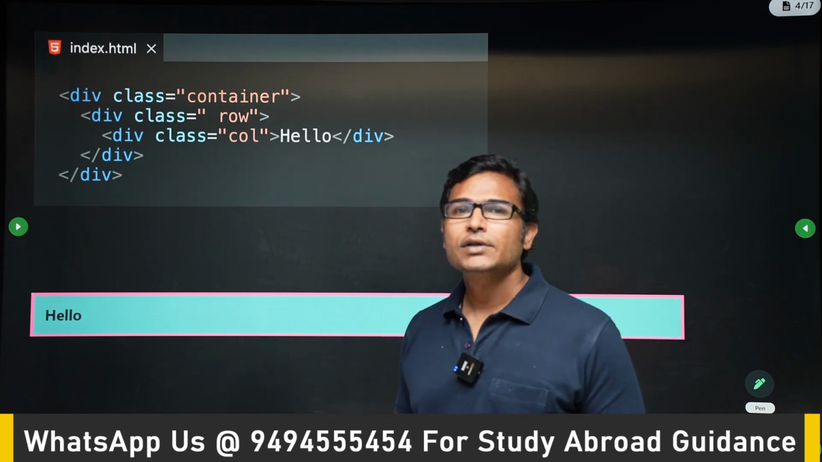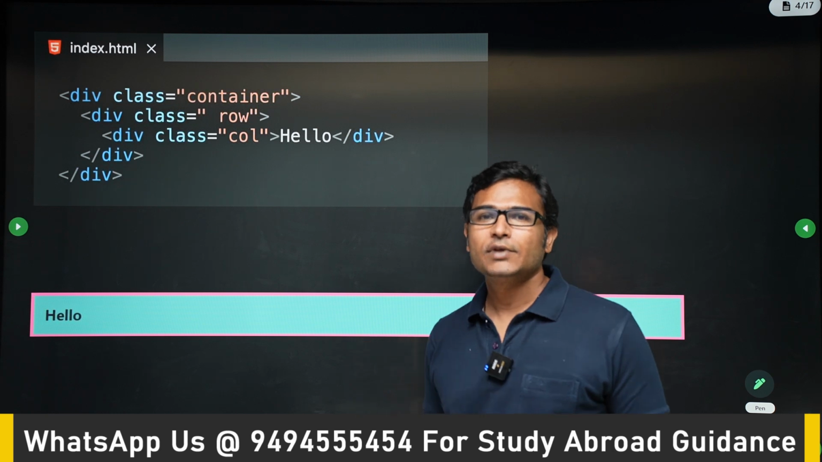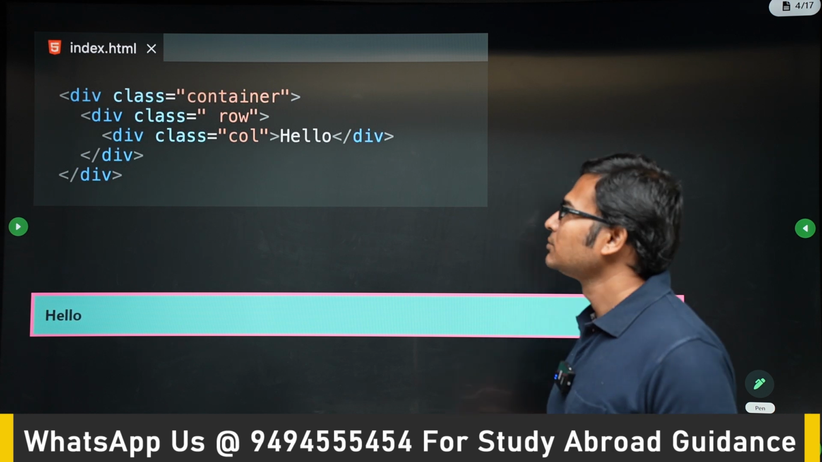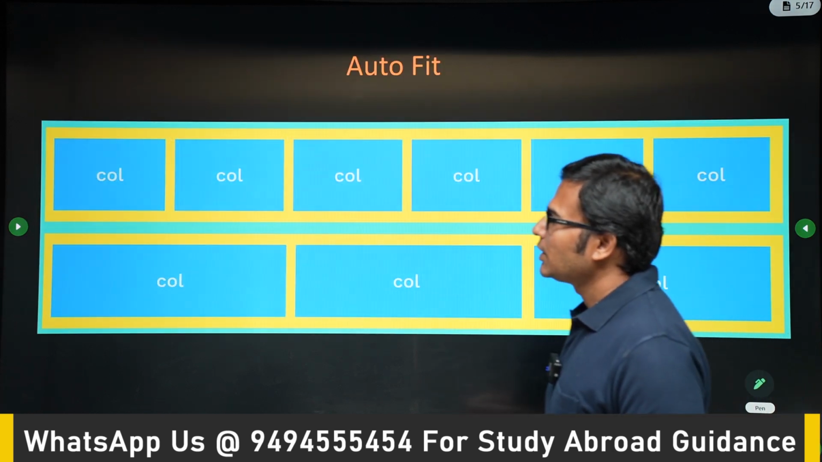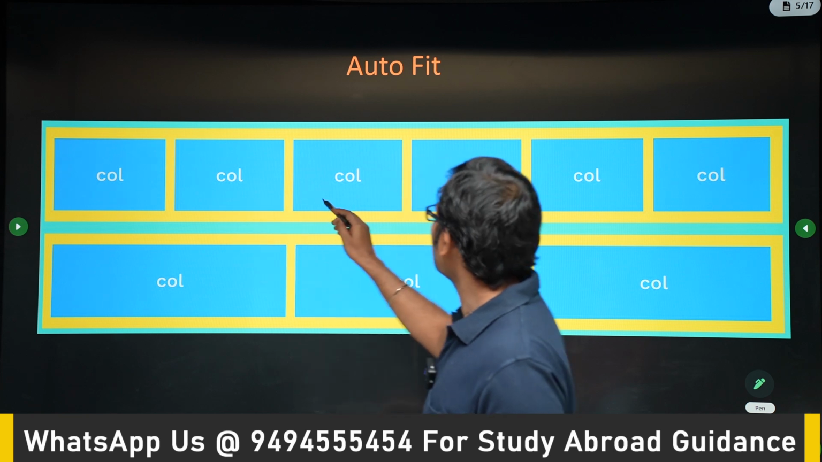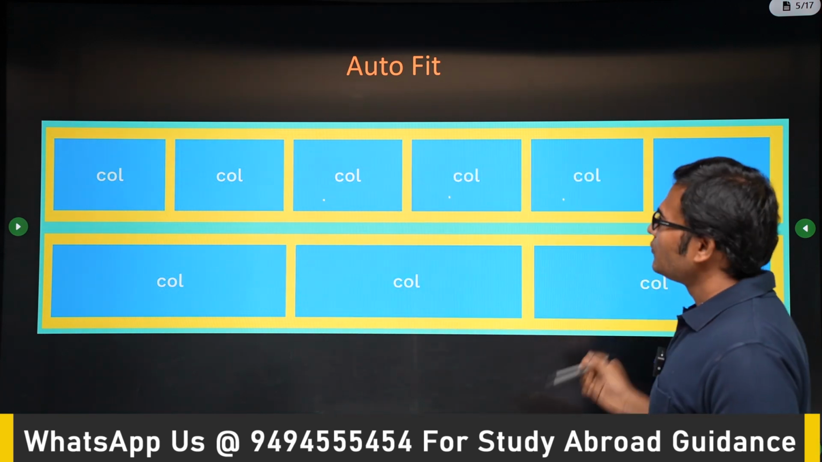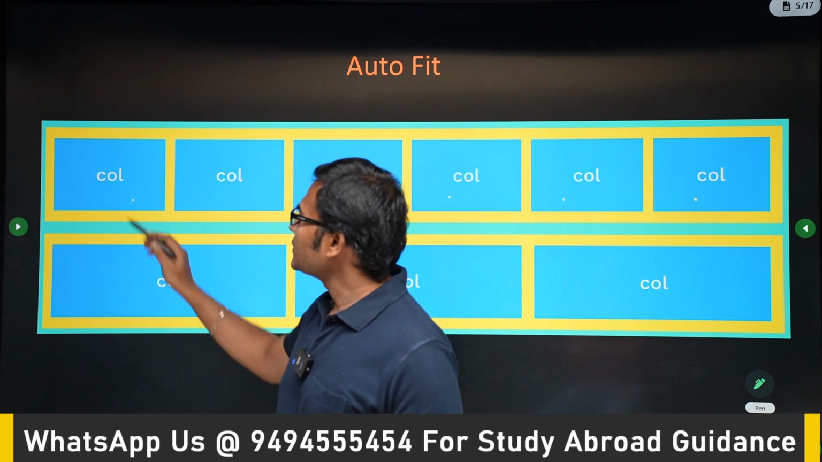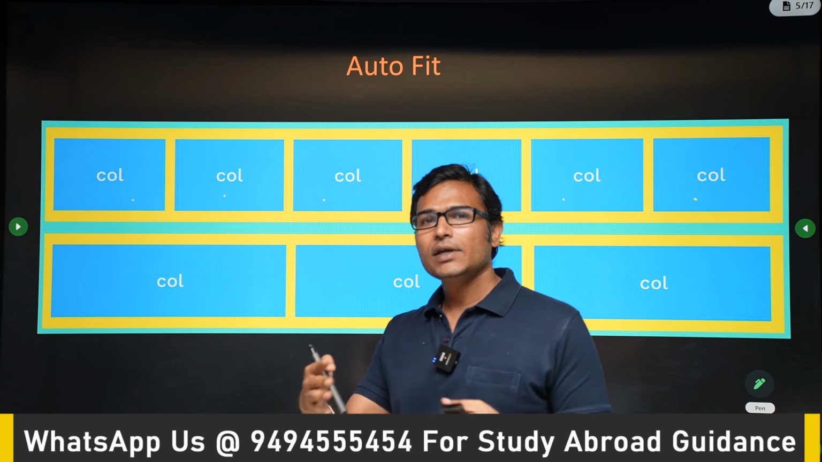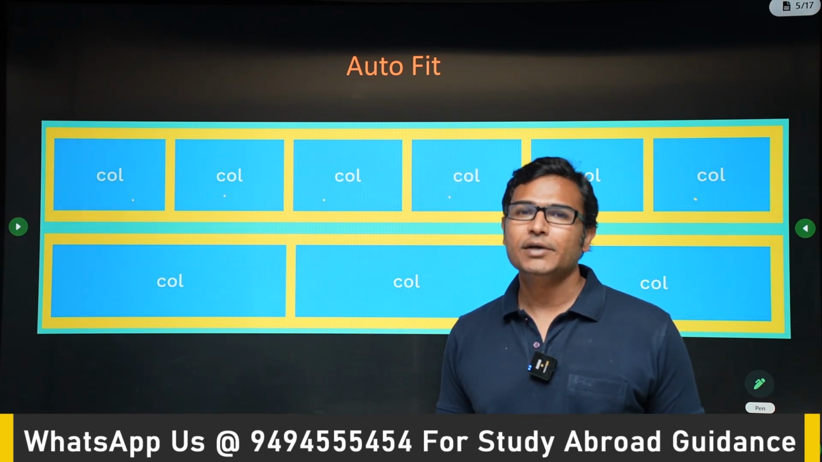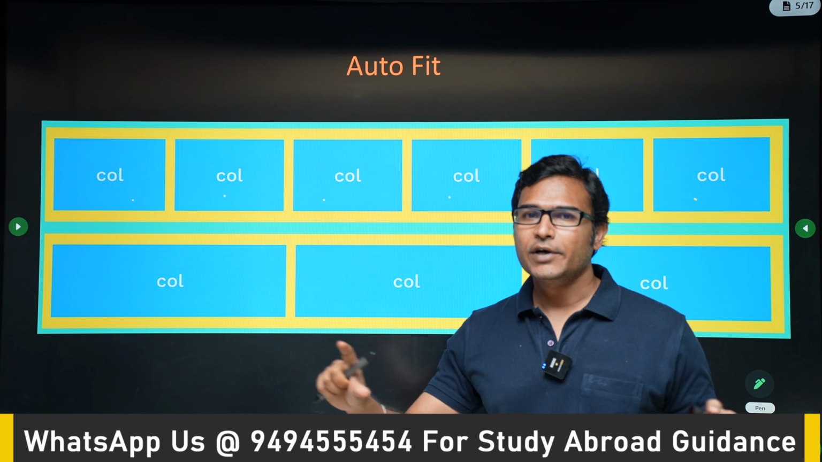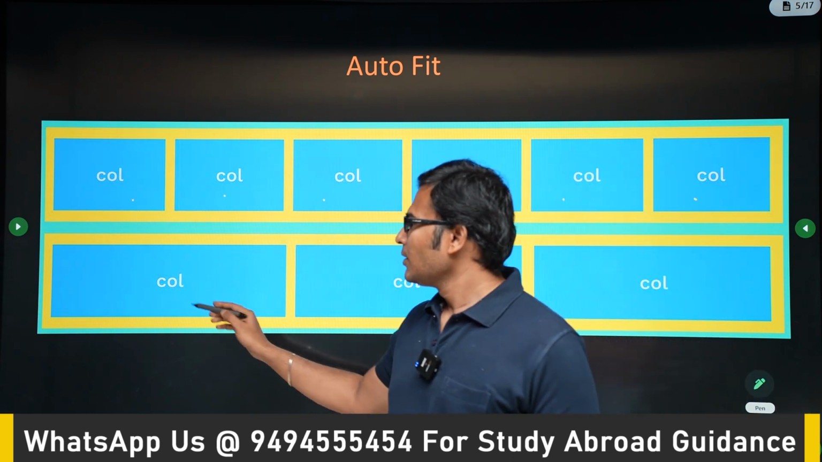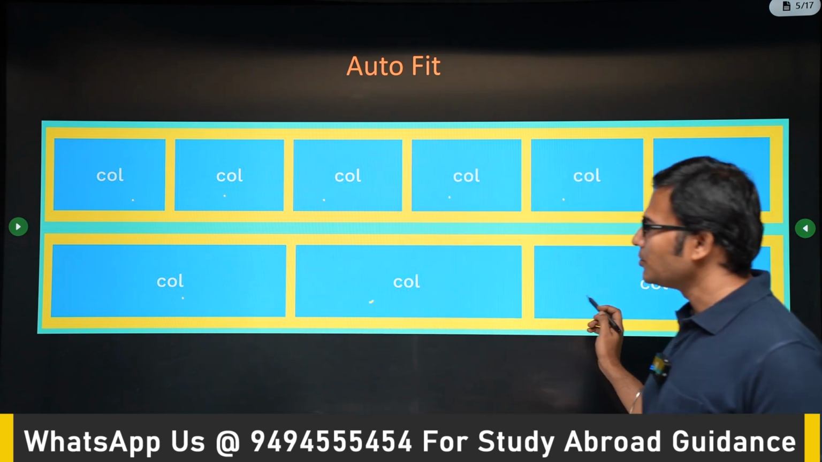Now if you don't give anything and there is only one item, then that item is going to take the entire width of the container. If you give, let us say, 6 items and you don't specify anything, then all these 6 items will be equally distributed in such a way that they fill the entire width. If you give only 3 items, then all those 3 items will be equally distributed like this.